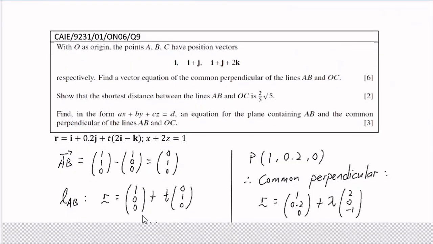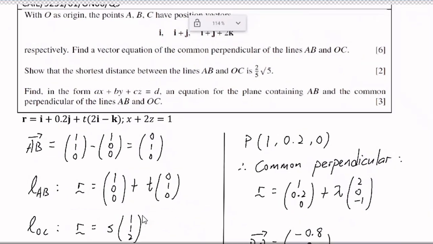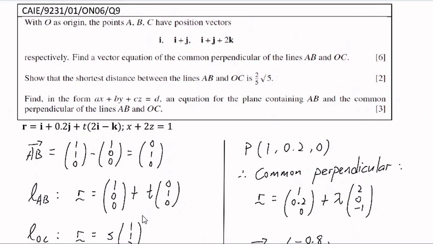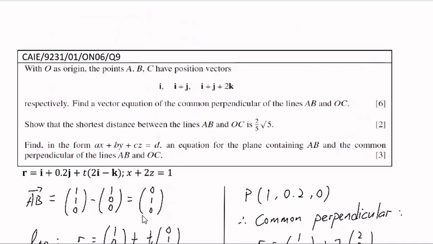Okay, so there's another question here, the last question. Okay, so for this, with O as the origin, we have got the points A, B, C. So find a vector equation of the common perpendicular to the lines AB and OC. So, okay, what this question means is, we have got a line which passes through A and B, right? And let's say we have got another line which passes through O and C. So they want us to find the common perpendicular.